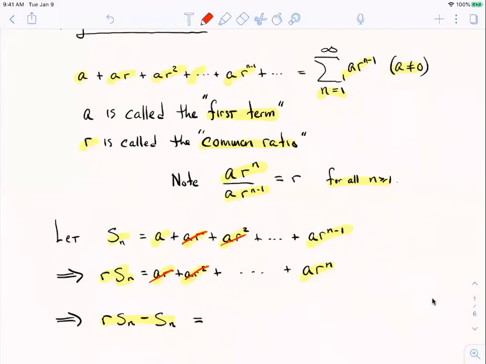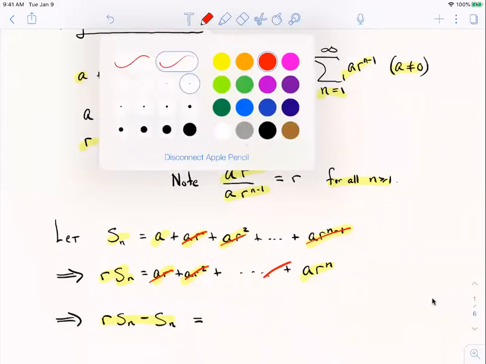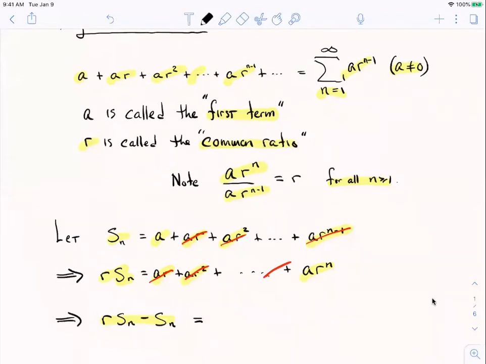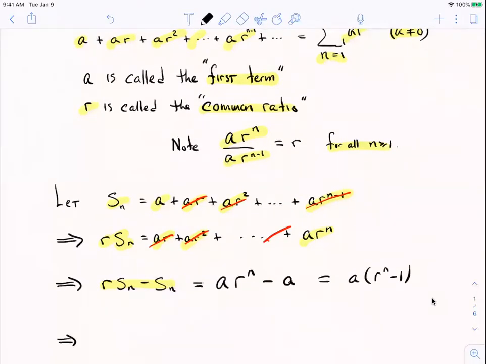I haven't written it here, but A times R to the n minus 1 would cancel with the term that's right before A times R to the n. All of those things would cancel. The only survivors after the subtraction would be the very last term in the second row, AR to the n, and the very first term in the first row, A. And if I factor A out of that, and if I factor Sn out of the left-hand side, then I can solve that for Sn. Sn is A times R to the n minus 1 over R minus 1.